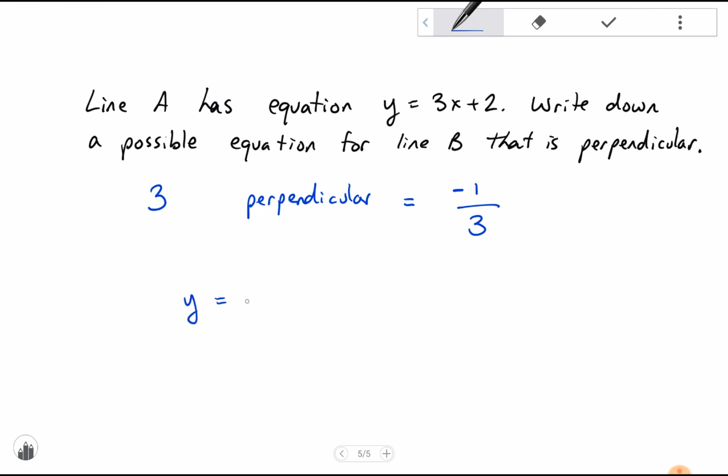So we can now say y equals negative 1 over 3x, and now we just need a y-intercept. We just need a possible equation, so the y-intercept can be anything. Whatever you like, we can say the y-intercept is 5. So there's an equation for a line that is perpendicular to line A, y equals 3x plus 2. And you can see 3 is a negative reciprocal of negative 1/3.